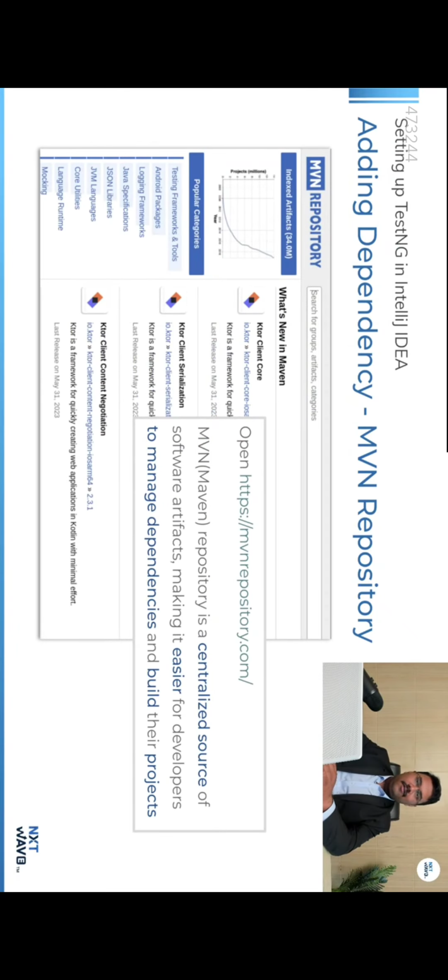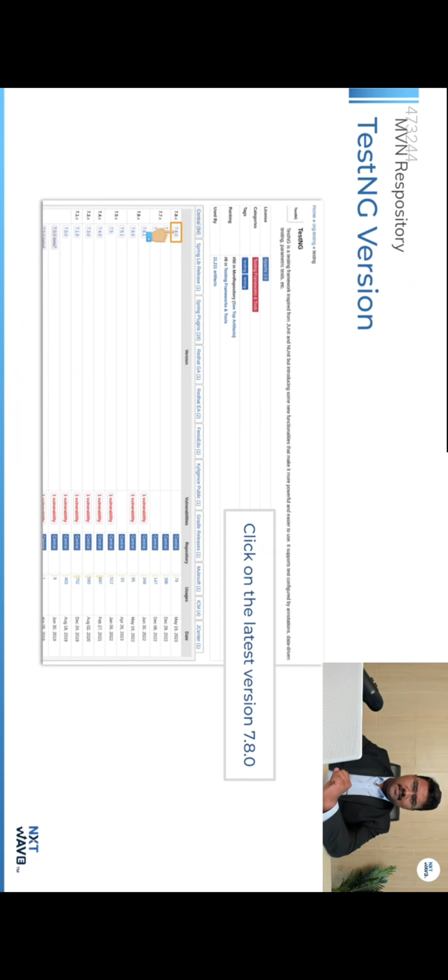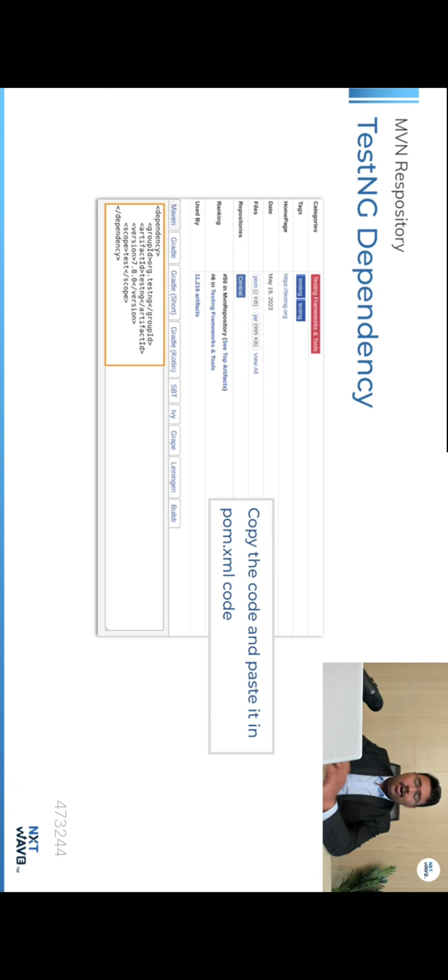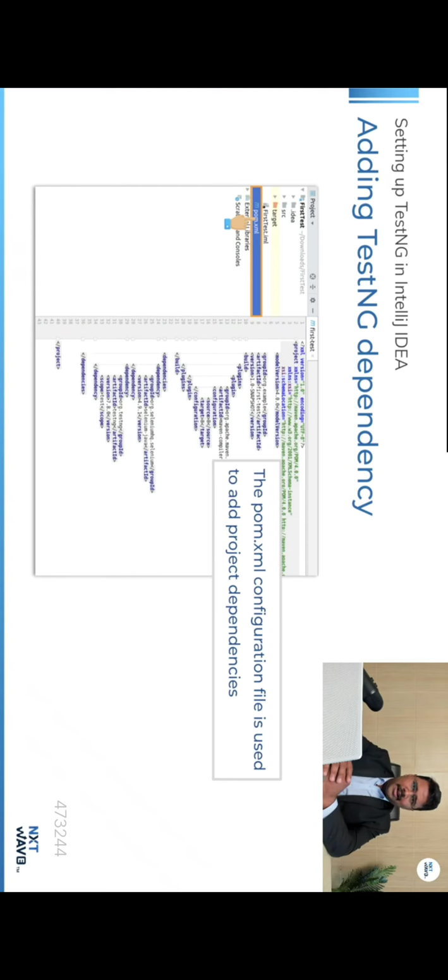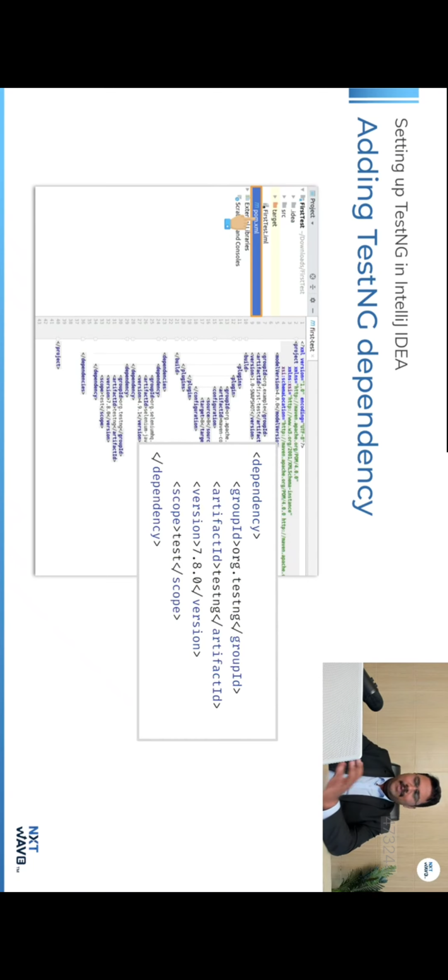All right, so let's just close this Maven tab. Let me just close this off. Okay, and let's get back. Right, so basically what we have done is we have navigated to the Maven repository, okay, searched for TestNG, and then we opened the version we needed, 7.8.0, right? And then we copied the required code, and now we know that pom.xml is a configuration file and it's used to add project dependencies, right? Okay, so what we did is we took the copied code and we pasted it into our pom.xml file.